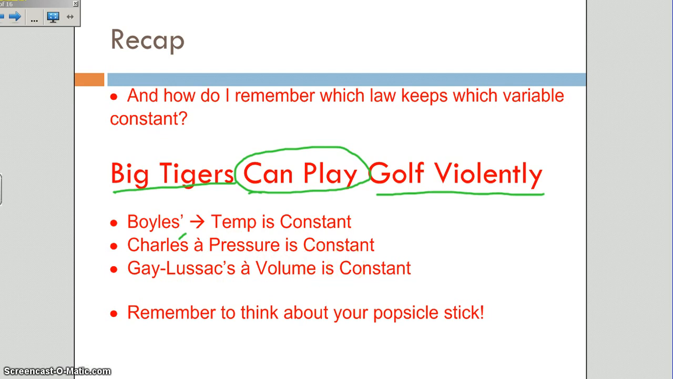So, we'll talk about the popsicle stick when we get into class. Don't worry about that one down at the bottom. But right now, you need to remember, big tigers can play golf violently. B for Boyle's, T for temp, C for Charles, P for pressure, G for Gay-Lussac, and V for volume. If you can remember those, you have a really big leg up for tomorrow's lecture.